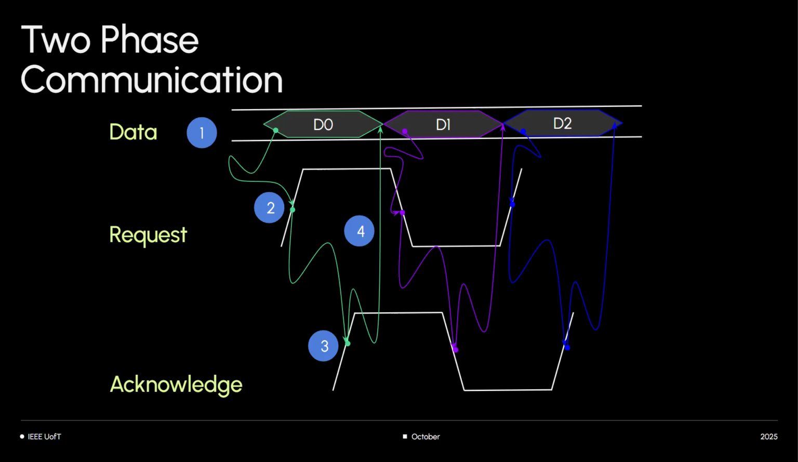Okay. So these are transitions, and you use these transitions to send data. This is a simple protocol to understand. Everyone gets it? Yeah, go ahead.